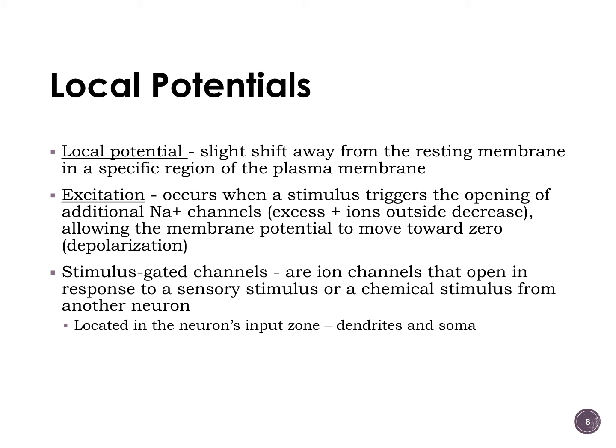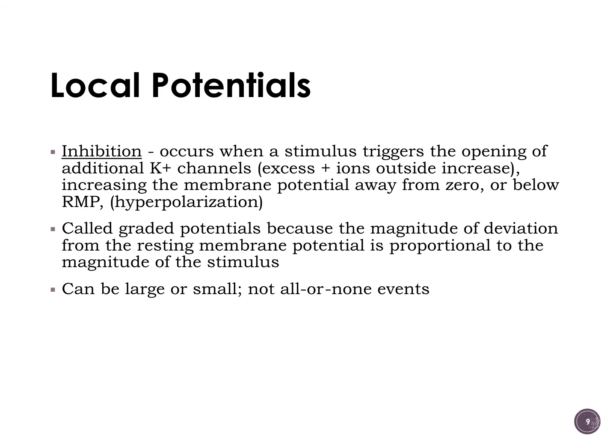So we also have these stimulus-gated channels that are ion channels which open in response to a sensory stimulus or chemical stimulus from another neuron. These are located in the neuron's input zone, which are known as the dendrites and soma, or cell body. So where we have the ability to create an action potential, we also have the ability to move further away from one. So that's where we talk about the thought of inhibition.